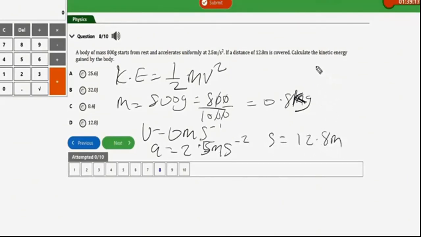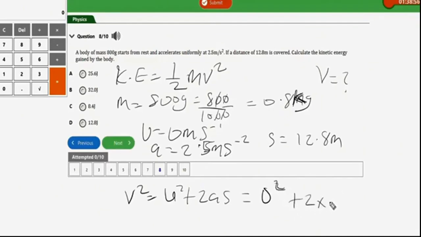We now have the final velocity v as unknown, so we are going to apply the equations of motion to solve it, which is v square equals u square plus 2as. So our u is 0 square, plus 2 times our acceleration 2.5 times our distance 12.8. So let's punch this on a calculator and see what it's going to give us.